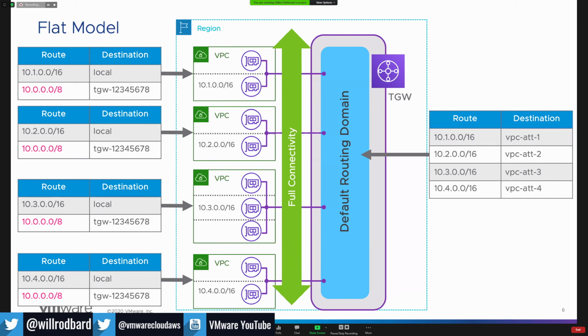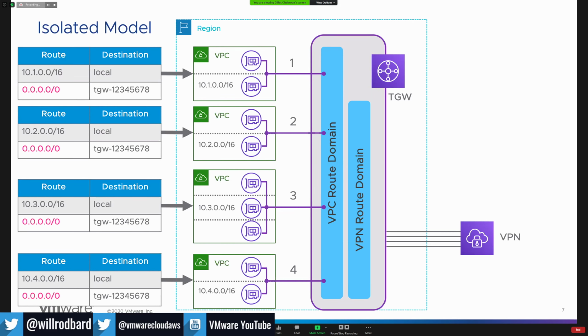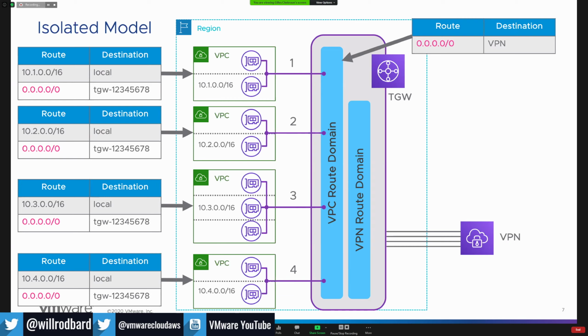There is another model that is called isolated model. And here I say I want my VPC to talk to on-prem, but I don't want them to talk to each other. So the easy way to do that is to simply code a 0/0 route that sends the data to the transit gateway. So here in this transit gateway, I have two routing domains. Okay, so the first one gets the data that needs to go out. And here in this, I say any route, send it to my VPN.